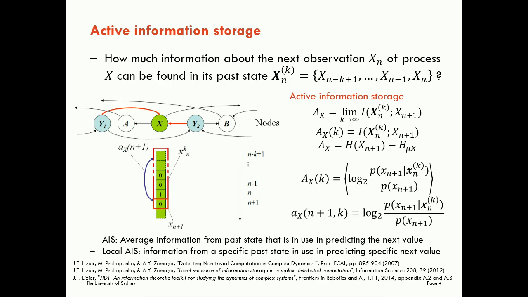We went on to look at the active information storage as our primary measure for how information is stored in the system. That looked at measuring information storage that's in use in this computation as the mutual information between the past state of the variable and the very next time series value here.